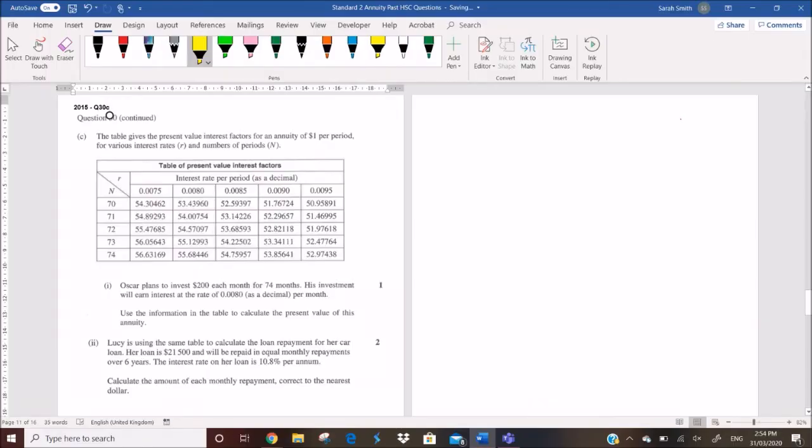Okay, so Oscar's planning to invest some $200 each month for 74 months, and his investment rate is 0.008. We've got 74 months. Our interest factor table up here is already in decimals, so this is the interest factor that we're interested in. So we can say his present value will equal 200 times 55.6446, and that will equal $11,136.89.